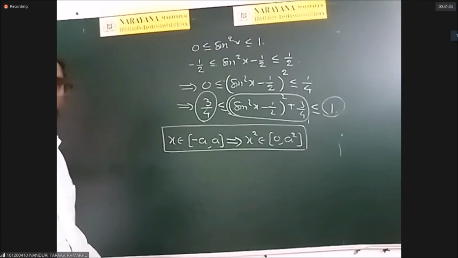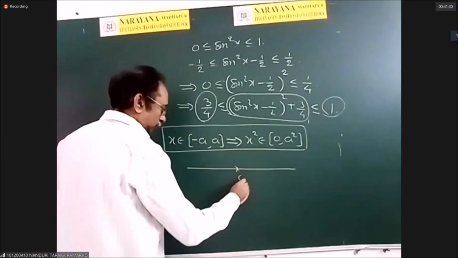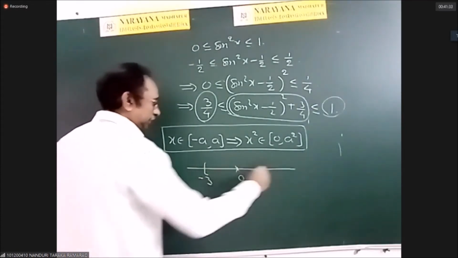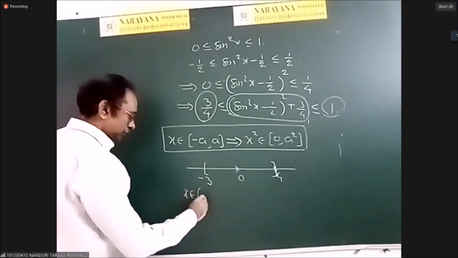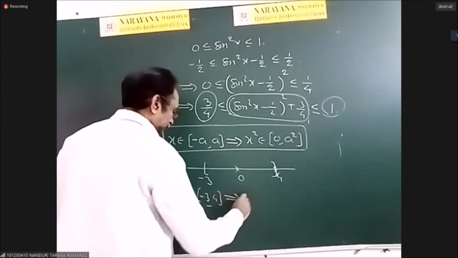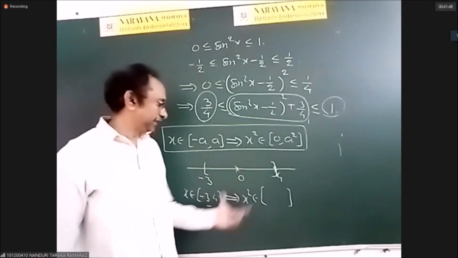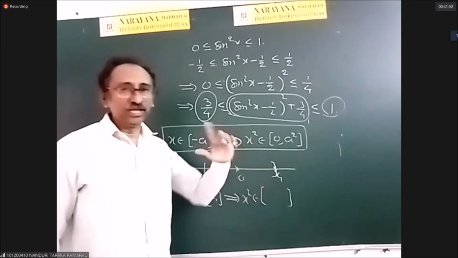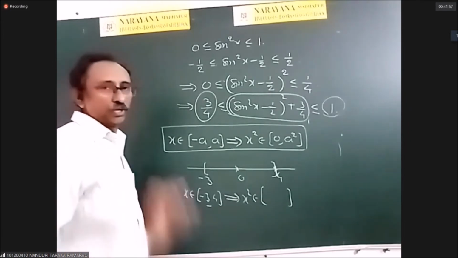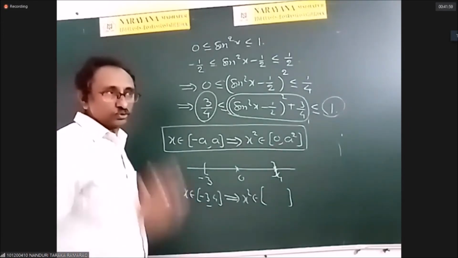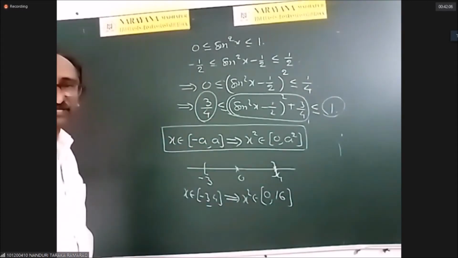Okay, let's see another one. Suppose x belongs to minus 3 to 4. Then finally, x square belongs to what? That is the question. I can say immediately that for the numbers 0 to 4, the squares lie between 0 and 16. For the numbers between minus 3 and 0, the squares lie between 0 and 9. So what is the greatest number? 16. Therefore, you can simply write 0 comma 16.